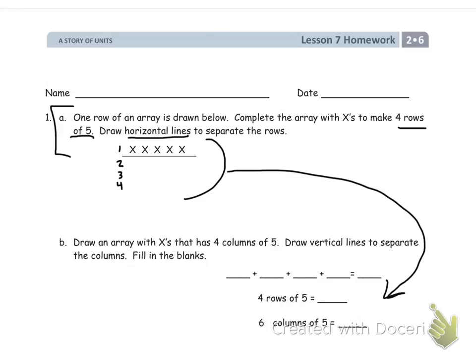Then very similar for problem B, you need to have 4 columns of 5, so you would simply come over here and draw 1, 2, 3, 4, 5, and make sure that you have 4 columns and that you separate those with a line just like this, and then come over here and fill in the blanks.